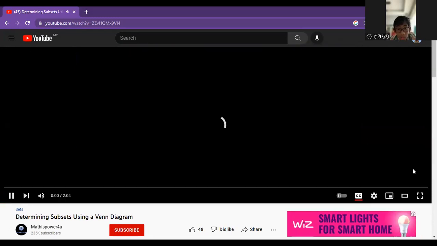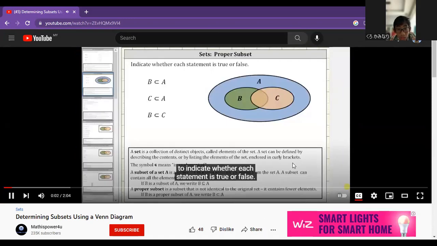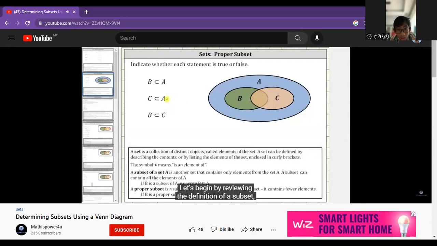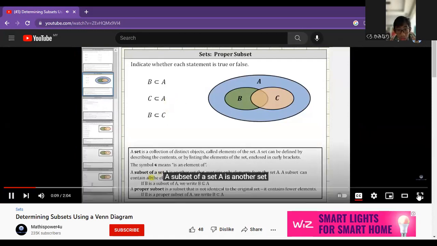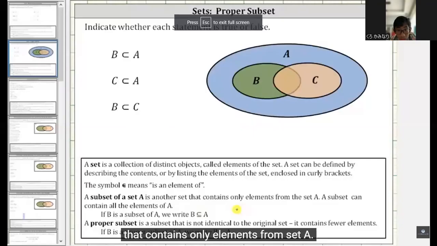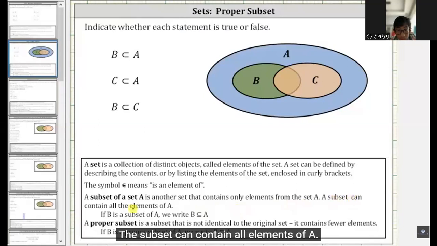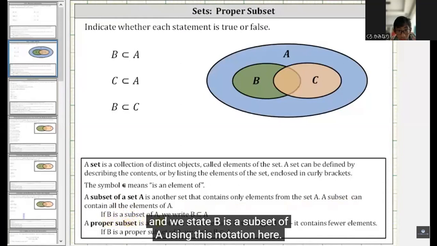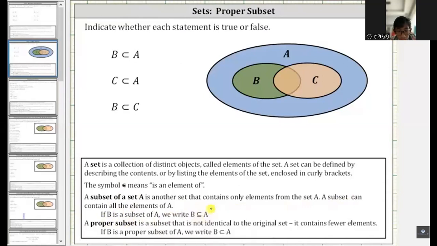Okay, ini dalam gambar aja. We're asked to use a given Venn diagram to indicate whether each statement is true or false. Let's begin by reviewing the definition of a subset as well as a proper subset. A subset of a set A is another set that contains only elements from set A. A subset can contain all elements of A. So if B is a subset of A, all the elements of B are in set A. The two sets could be identical, and we state B is a subset of A using this notation here. It might be helpful to think of the less than or equal to inequality symbol.